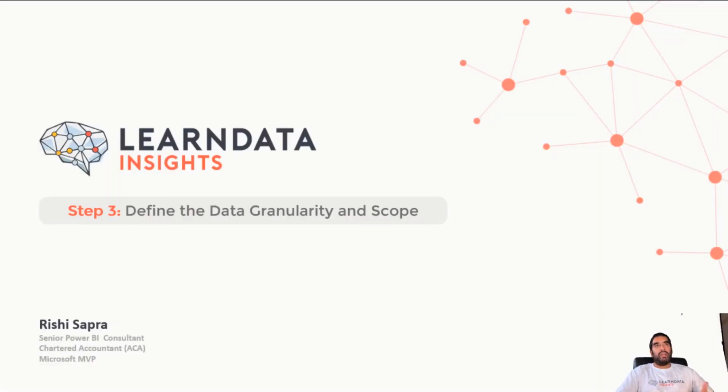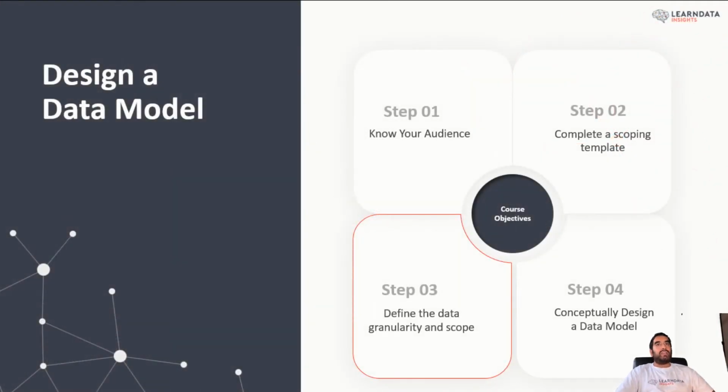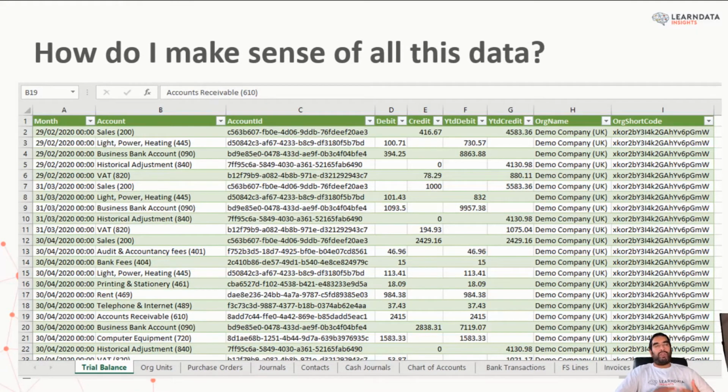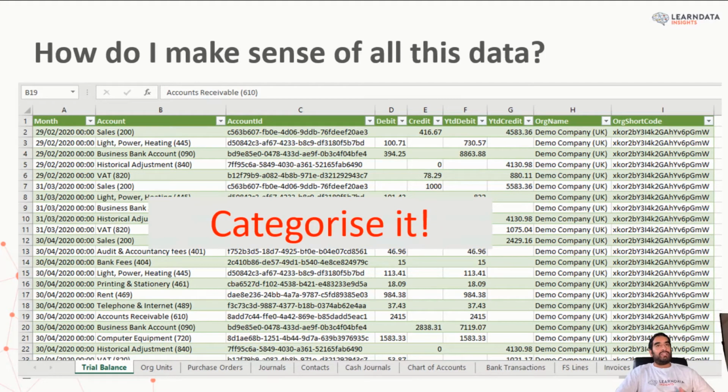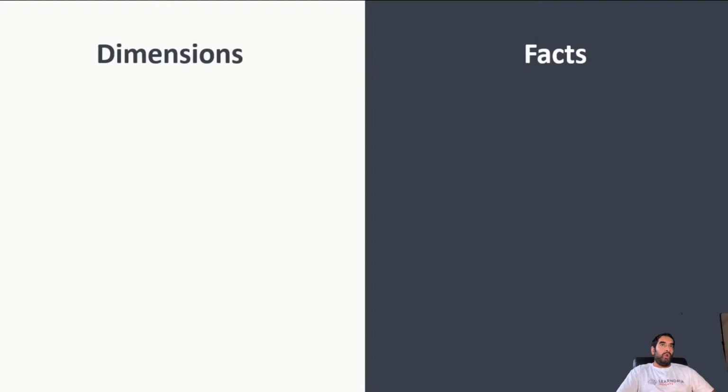We define the data granularity and scope as the third step. And here the question is, how do we make sense of all of the data that we've got? And the answer is we categorize it. And how do we categorize this data? Well, we start to look at it in terms of dimensions and facts. We can look at tables in this way, but also we can look at particular fields and see whether each belongs to a dimension or to a fact table.